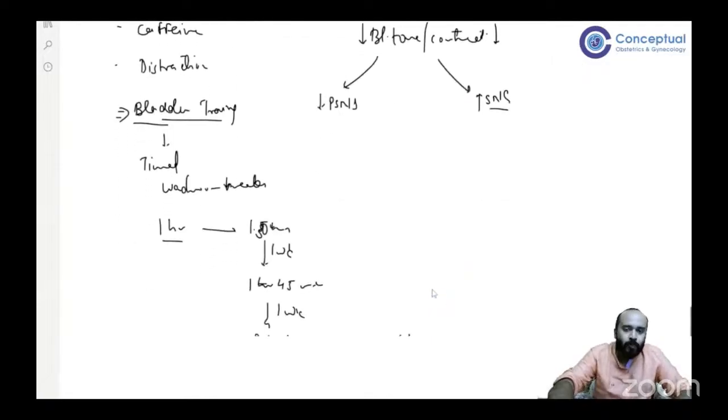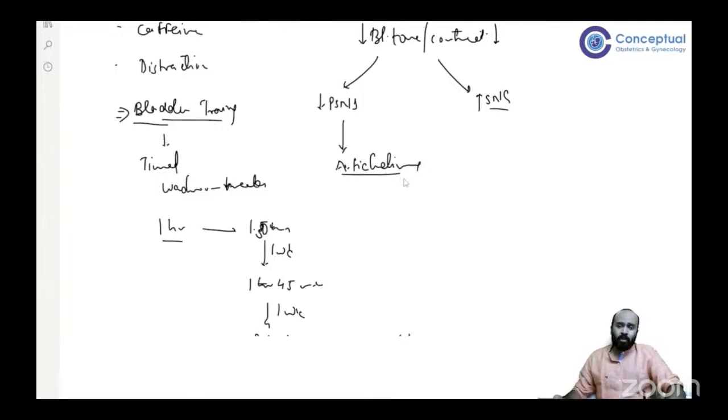How do I reduce the parasympathetic nervous system? Of course, you remember that the sympathetic nervous system's job is to lead to bladder filling. So if I increase the sympathetic nervous system flow, it is going to lead to bladder filling, whereas reducing the parasympathetic nervous system is going to reduce the chances of her voiding. So it is going to be a blockage of my parasympathetic nervous system. How do I block it? I have drugs called anticholinergic drugs. Anticholinergic drugs are going to block the acetylcholine receptors.